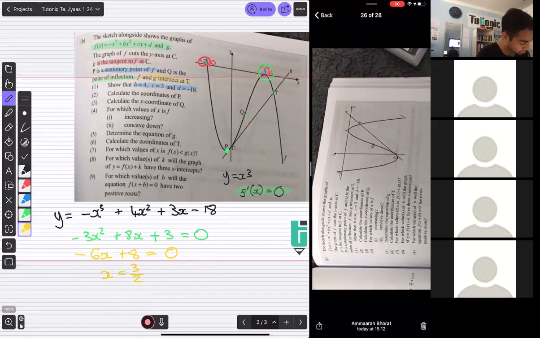4 over 3. Sorry, negative 4 over 3? No, just 4 over 3, isn't it? Because it's minus 6x, but you take the 6 over. Sorry. Yeah, 4 over 3. So x equals 4 over 3. And you can kind of see that over here. If this is minus 2, it kind of looks right.